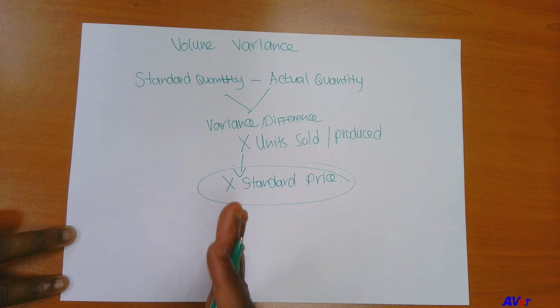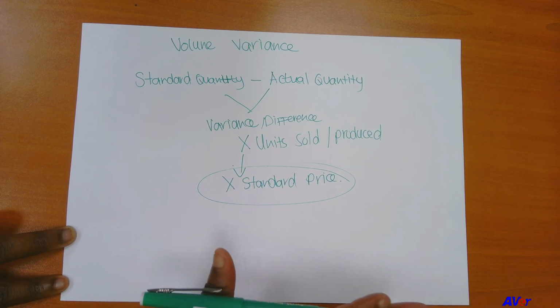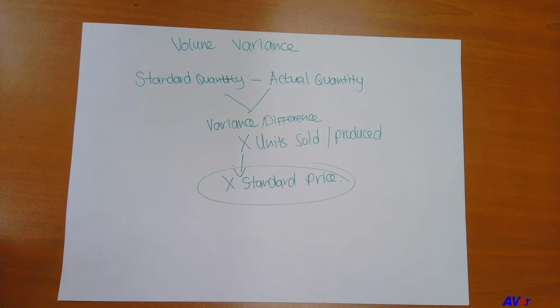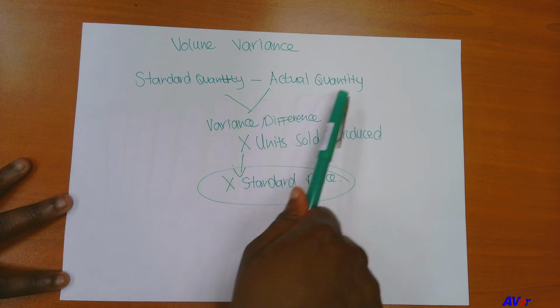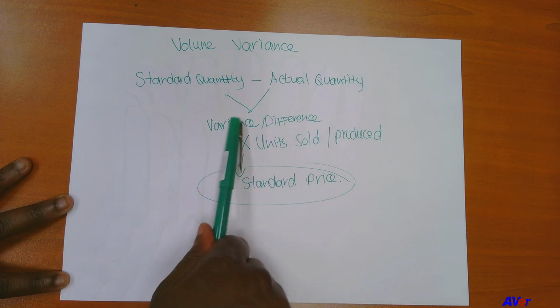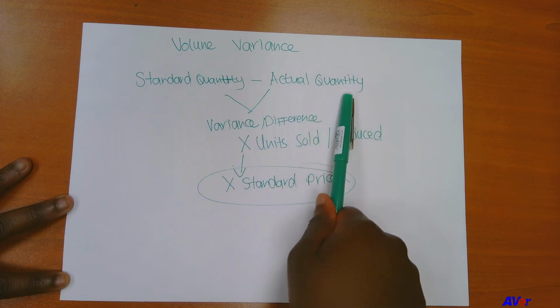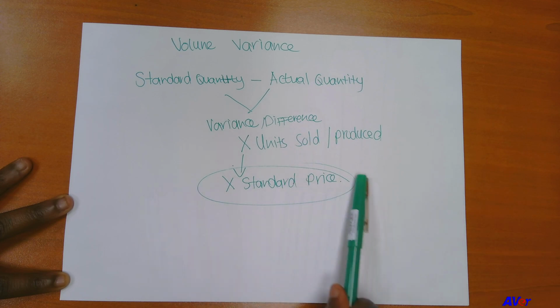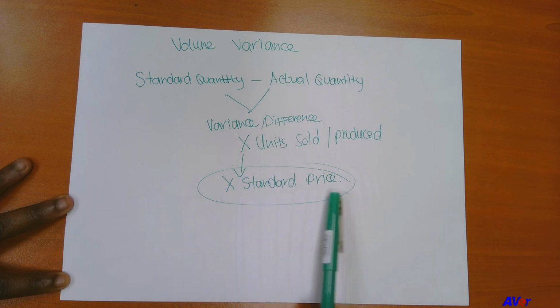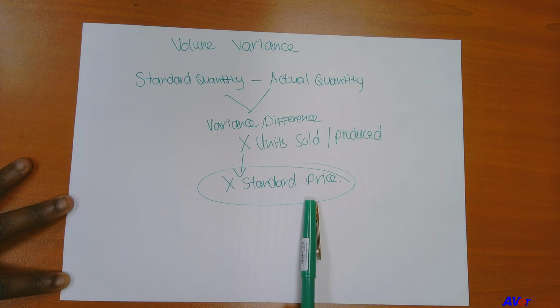You have to use the standard price, because if you use the actual price, you will be having two variances in one calculation. You are actually saying that the production manager is responsible for the usage, so the standard quantity used and the actual quantity used, but he's also responsible for the price, because if you use actual price, you're skewing the variance.